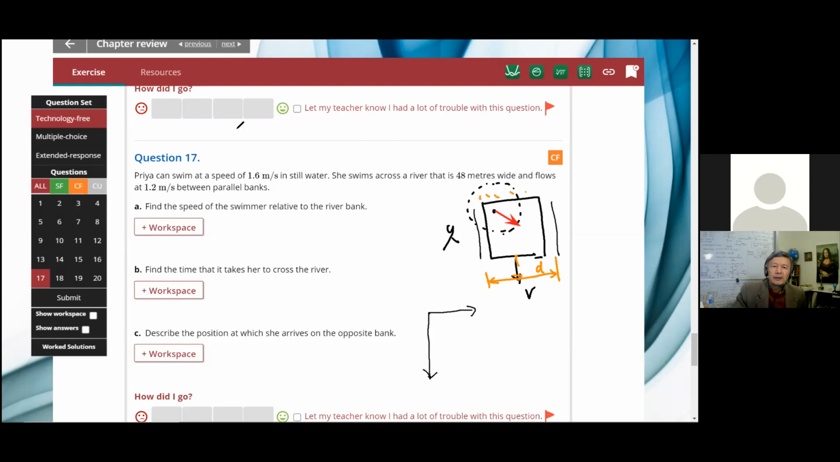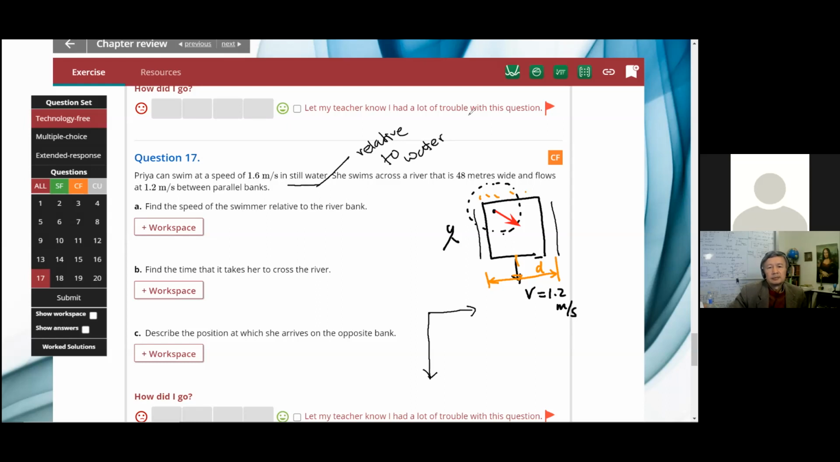And the flow rate is given. Can you see the flow rate is given? The flow rate is 1.2 meters between the parallel banks. So this v is given. So this velocity is given, and also we know the direction. So this is 1.2 meters per second. That is another given. And is this the velocity relative to the water, right? Yes, that's right. So that's relative to the water.